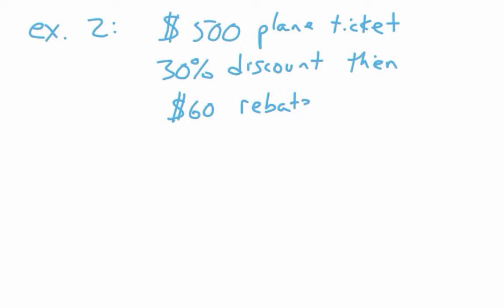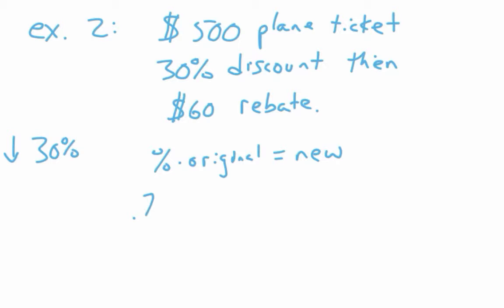If you're not real familiar with rebates, often with rebates you send in your receipt and you get your $60 back in the mail a little bit later on, or a $60 credit card or gift card. Alright, so when we do this, we start out with a percent times the original equals the new. And I'm going to just first do this 30% discount. So if we're taking 30% off of something, we have to pay 70%. So 100% minus 30% is 70%, which is 0.7 or 0.70.